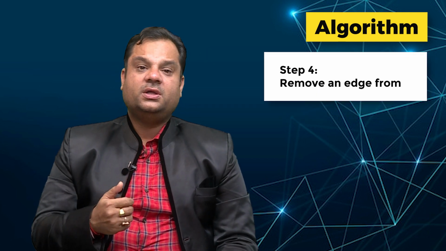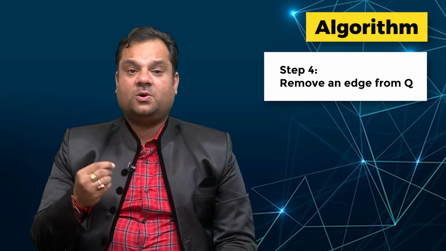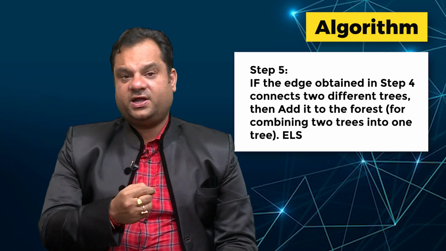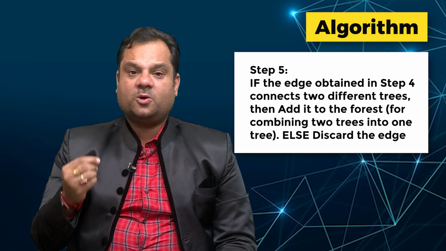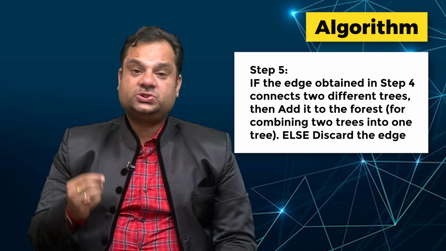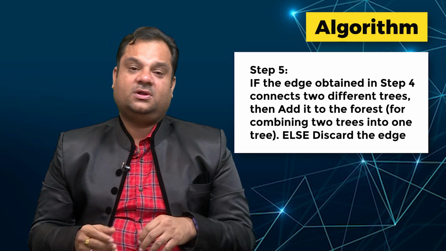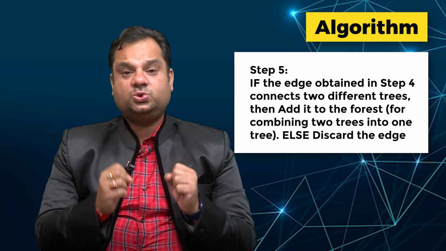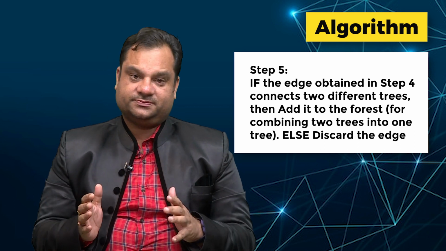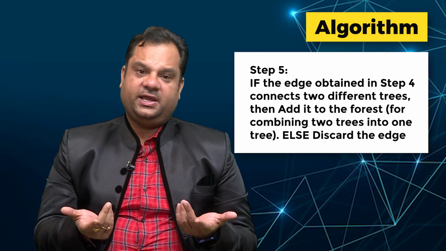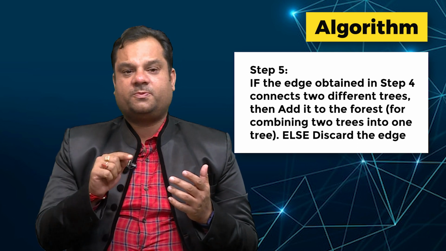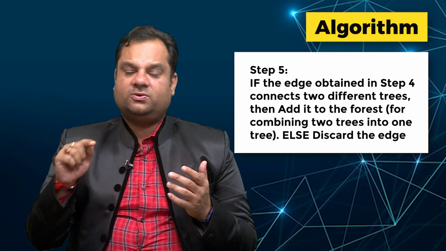In step 4, remove an edge from the queue. In step 5, if the edge obtained in step 4 connects two different trees, then add it to the forest, combining two trees into one tree. Else, discard the edge. You continue this operation, steps 3 to 5, until you have covered all the vertices. Finally, when you cover all the vertices, the last step is to end, or exit from the algorithm.